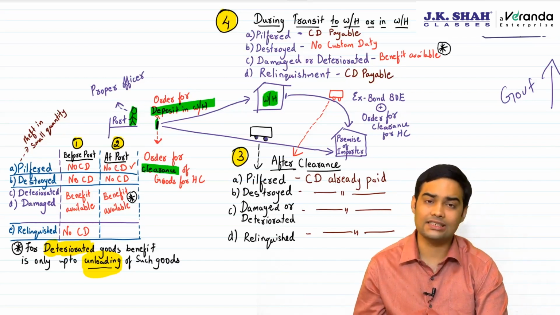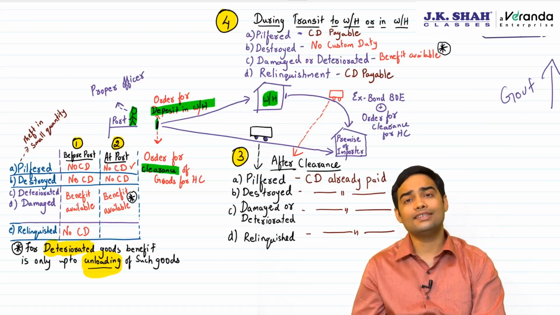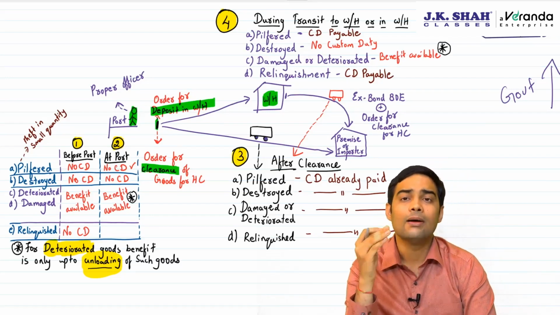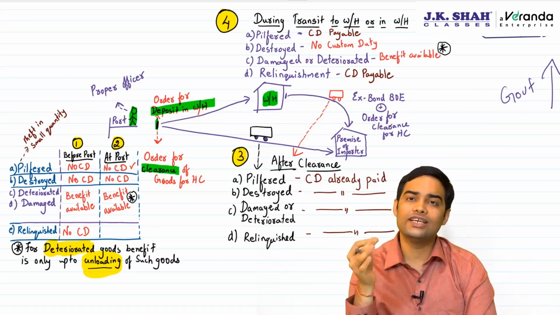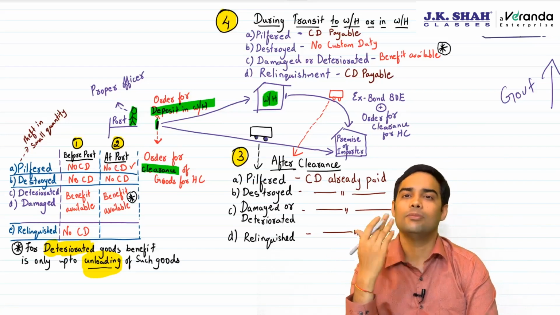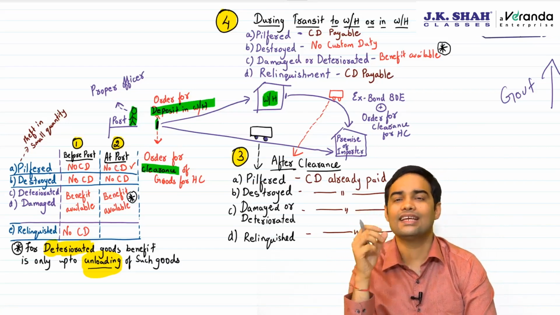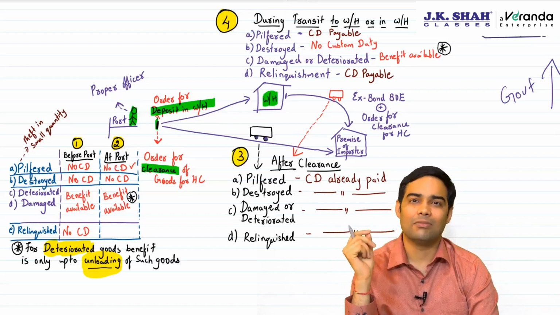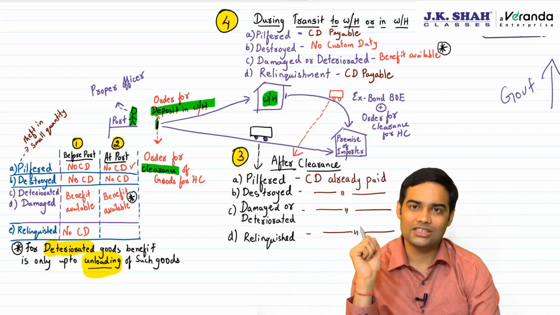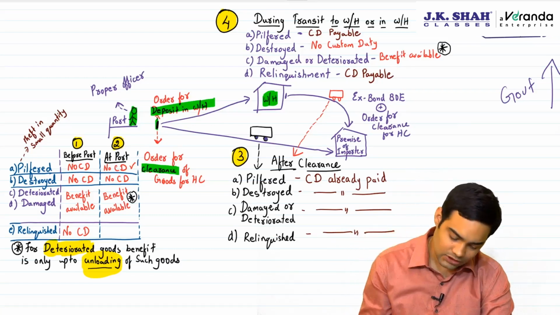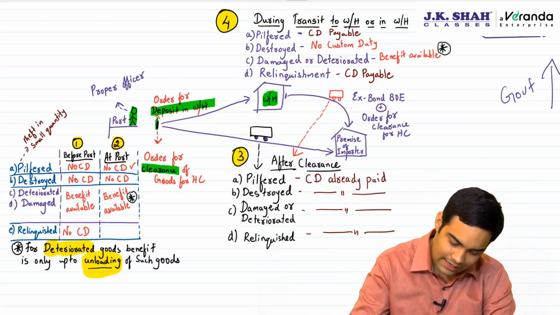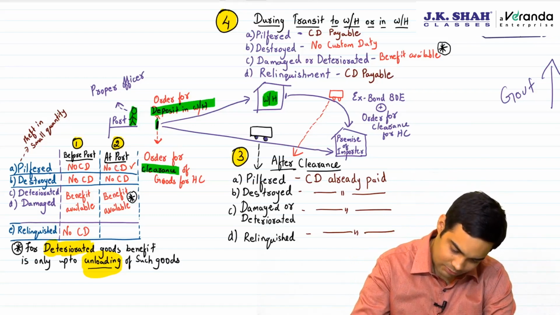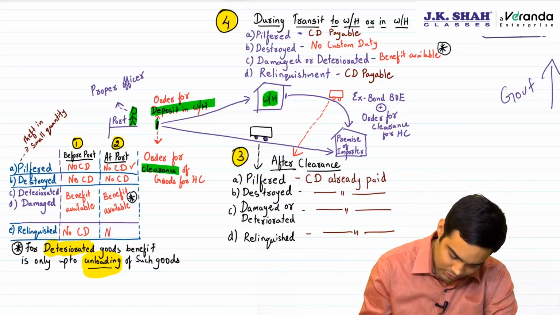Deteriorated or damaged, benefit available. When I say benefit available, I mean proportionate duty to the value which is left will be payable. Obviously, in case of damage, it's not completely damaged, so you will have to pay some amount of custom duty based on the value of such goods after considering the damaged portion. Relinquished, no custom duty payable. At the port, again, here I am just mentioning no custom duty payable.